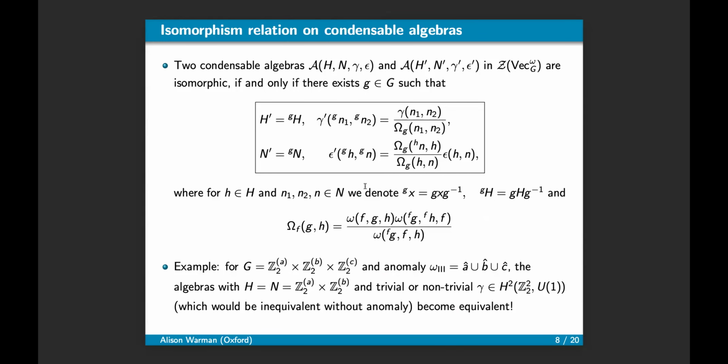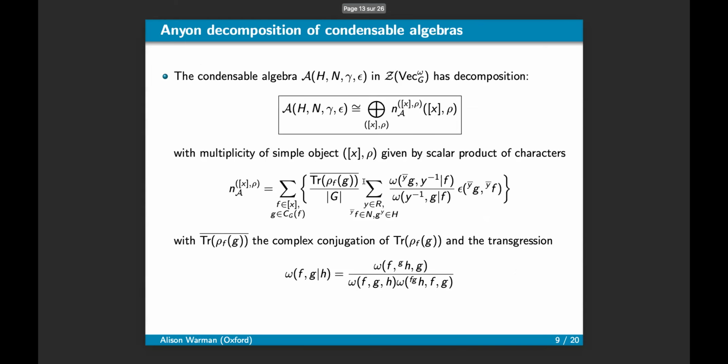Okay, so now we have our algebras, we have an equivalence relation. We would like to now map them to anyons. Now, the algebra data can be expressed in terms of anyons. And typically in the physics literature, this is what people focus on when discussing condensable algebra. It's just the anyon decomposition, which is shown here.